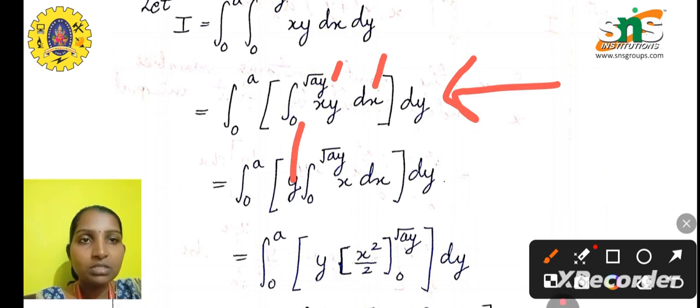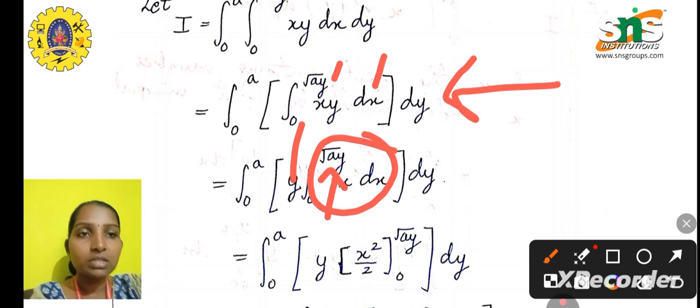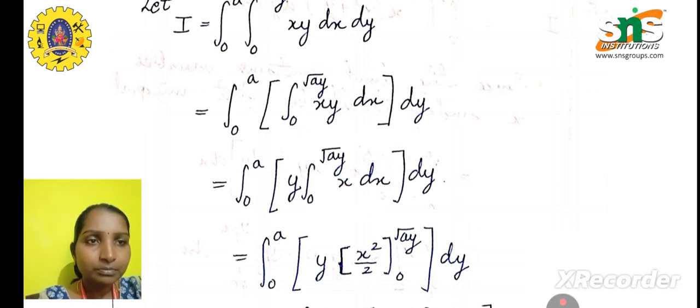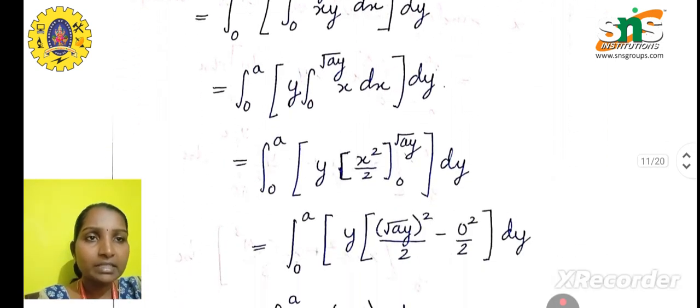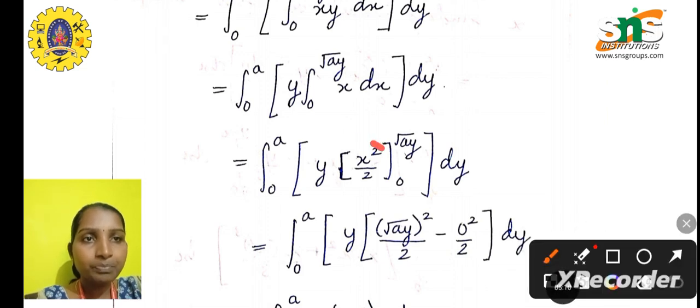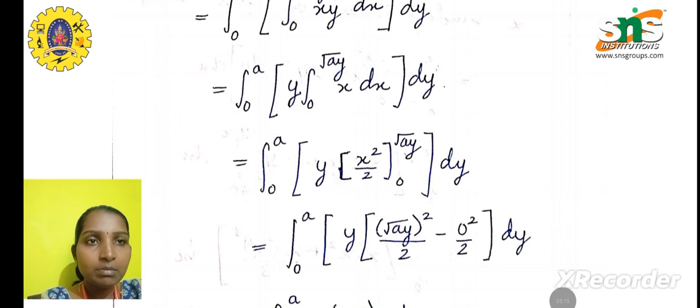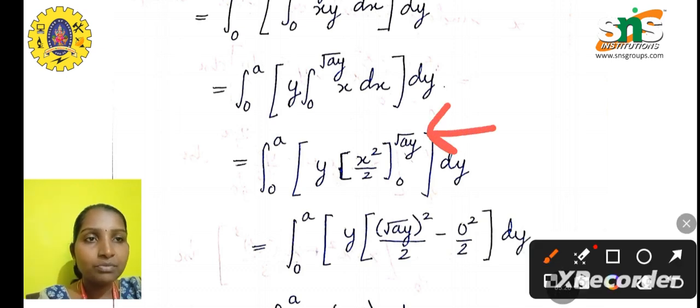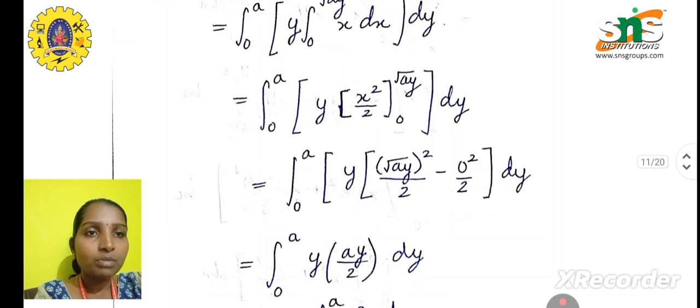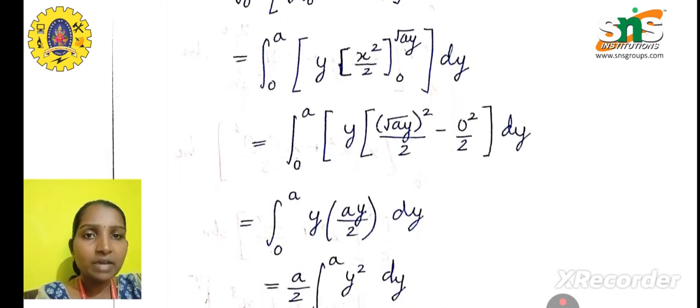On integrating with respect to x, y will be the constant value, and you are going to integrate only the x term. Now what will be the value for integrating x? You will have x squared by 2 as the value. Now, in place of x, you apply root of a y. Therefore, root of a y the whole squared divided by 2 minus 0 squared; the lower limit will vanish as usual, and dy.